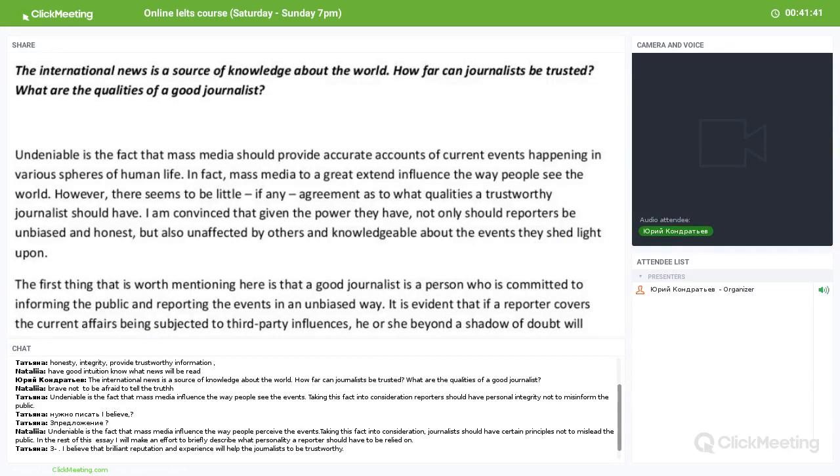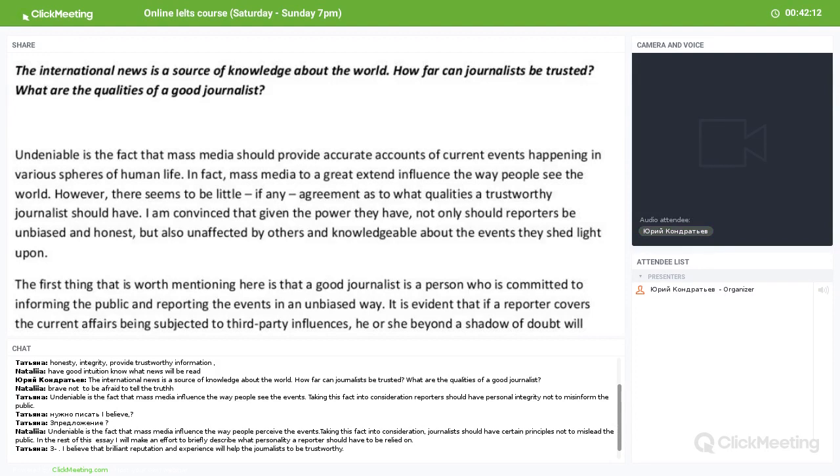And Tatiana: I believe that brilliant reputation and experience will help the journalist to be trustworthy. Okay, so if you write this, then your paragraph should be about a brilliant reputation and experience. Maybe if you write about something else in your main body paragraph, maybe you will need to change this sentence. So it is also possible. If you're ready to write the whole paragraph about good reputation, then okay, this will be the main topic sentence.